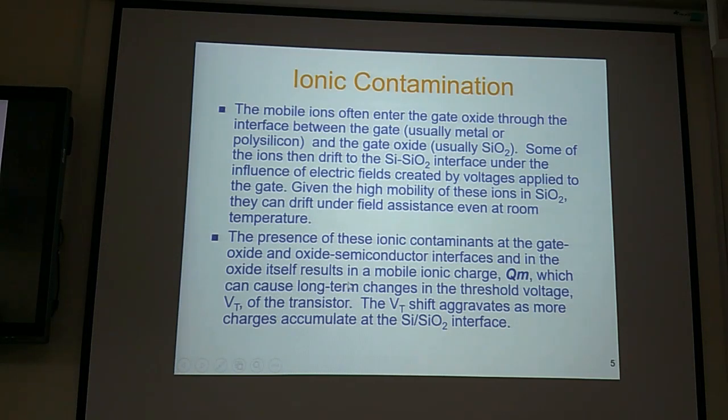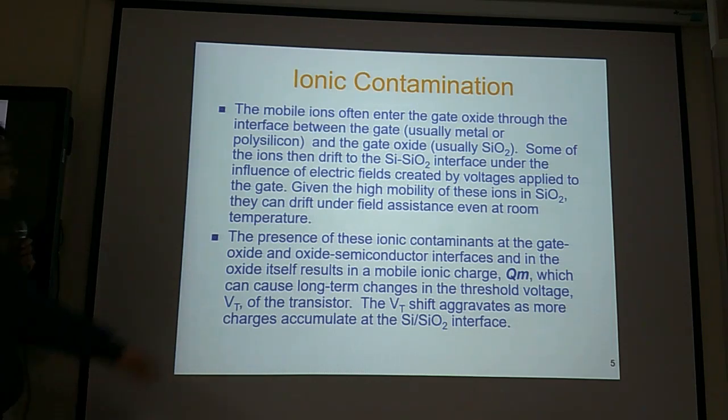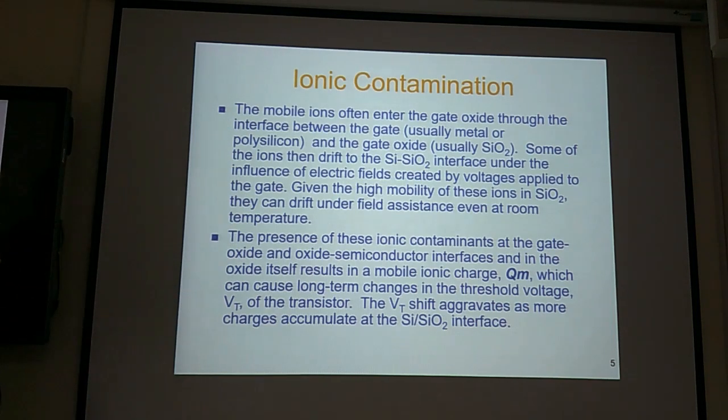Okay, ion contaminations. Martin, could you read the first point? The mobile ions often enter the gate oxide through the interface between the gates, usually metal or polysilicon, and the gate oxide, usually silicon dioxide.